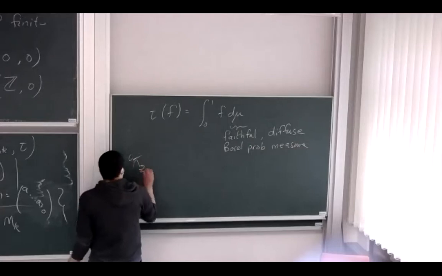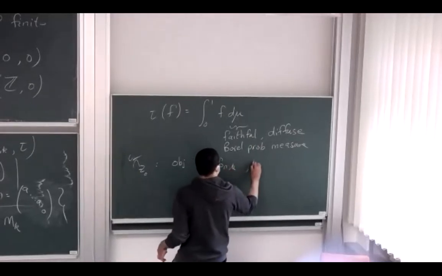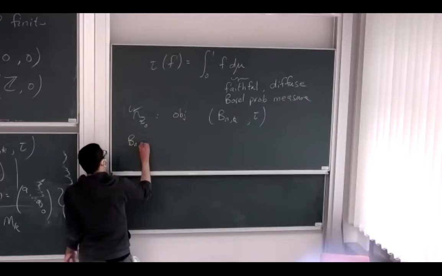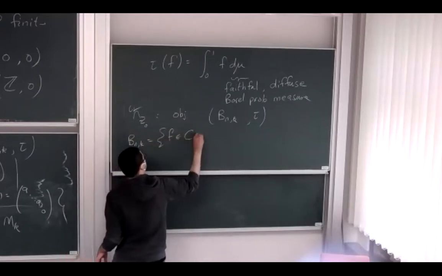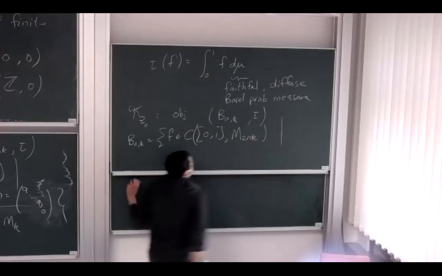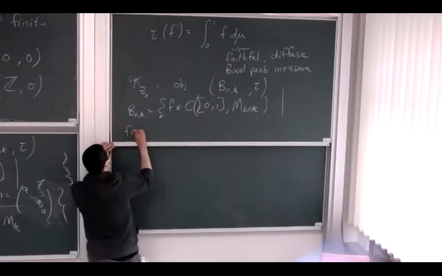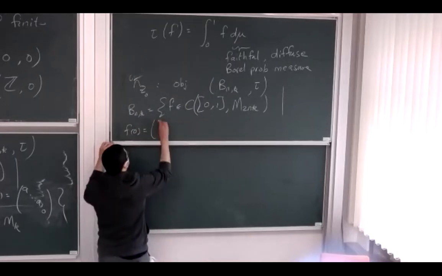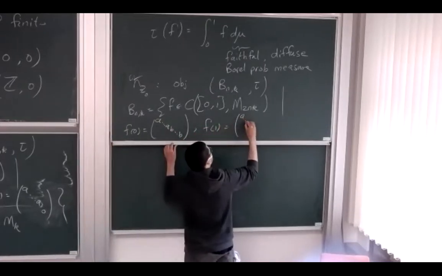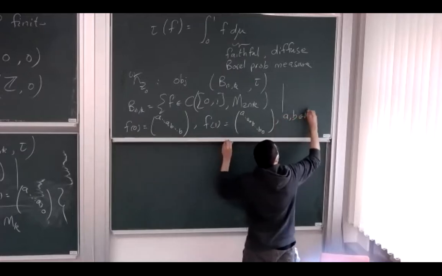So for the Z0 category, objects are very similar, except let's call them B, K. So tau will again be a faithful diffuse trace, but B, K looks like this. So again, it's continuous functions from the interval, this time to M_NP. And it's going to be just like this, except it's going to be A's and B's. So F0 is a bunch of A's and a bunch of B's. And F1 is a bunch of A's, then a zero, and a bunch of B's, and a zero. So there's still this dimensional coupling. So A and B are in M_K.